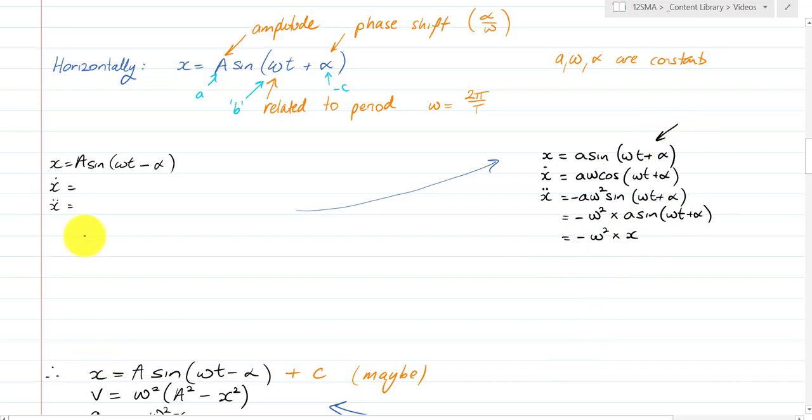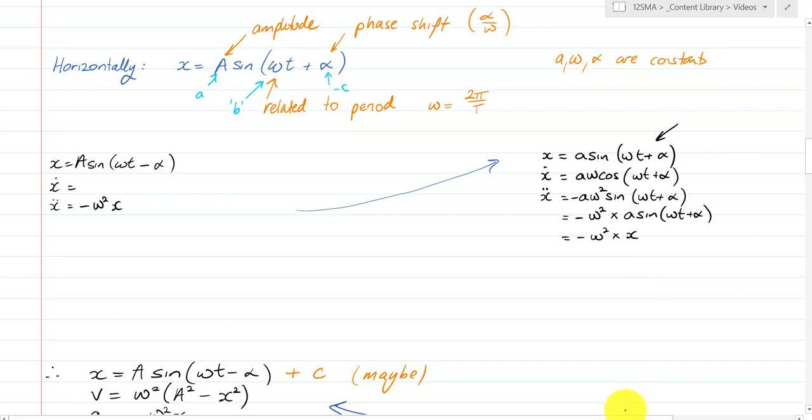And so we get x double dot is equal to negative omega squared x, where omega is related to the period. That's our b value, 2 pi over T. And we might be given some information, and you've seen it in circular motion already, on how we might determine what omega is. So there's our first relationship.